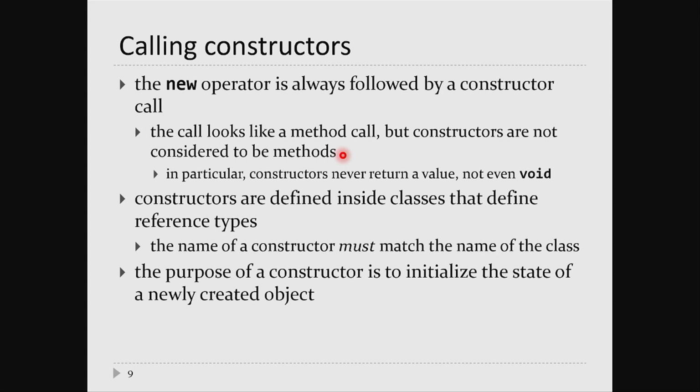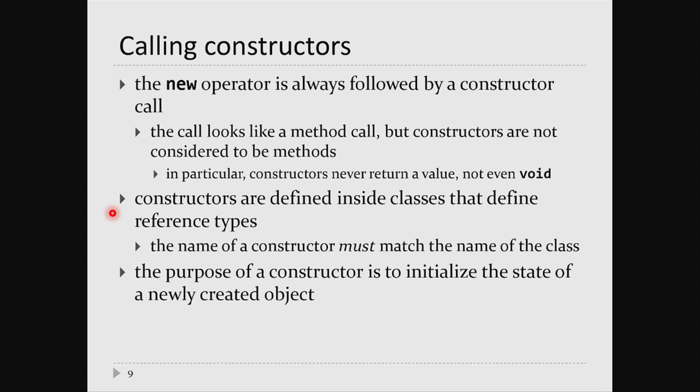The one difference in particular is that a constructor never returns a value, not even void. So you'll see later on in a week or so, when we start to write our own constructors, that when you define the constructor, there's no return type on the constructor. There's a second thing you need to know about constructors. You can't call them unless you use new. So there's no way to call a constructor without using new as well. So constructors are different than methods.